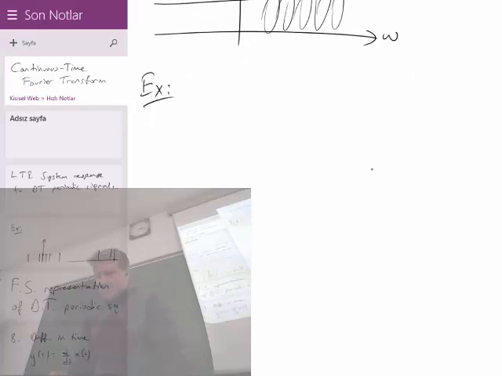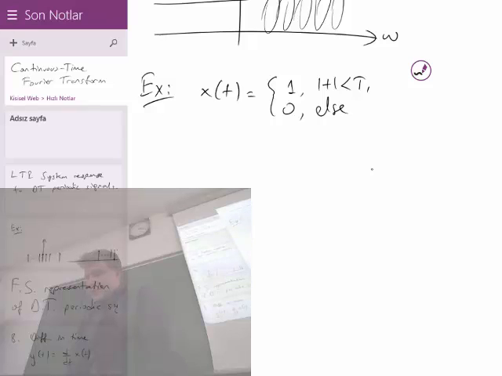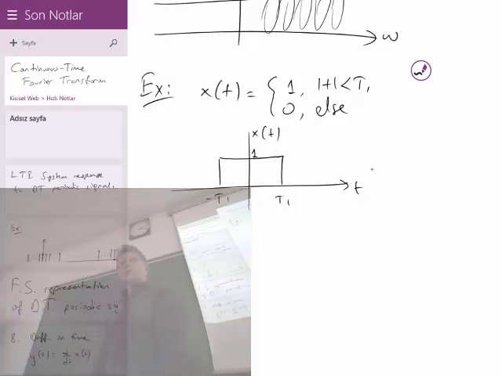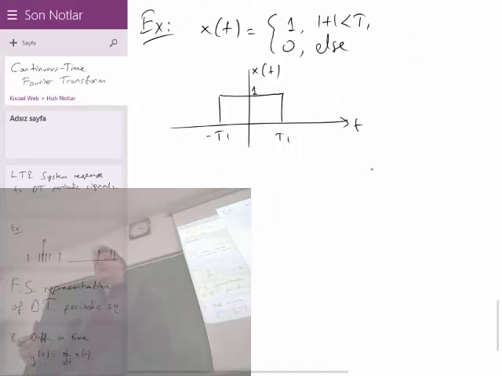So let's see it in an example of a rectangular time domain signal and its corresponding Fourier transform. The rectangular time domain signal is a box which is 1 between minus T1 and T1 and 0 elsewhere. So this is a signal, as you see, from minus T1 to T1 on the t axis, this is x of t, and the peak is 1. So what is the Fourier transform of this thing? Let's start by finding it.